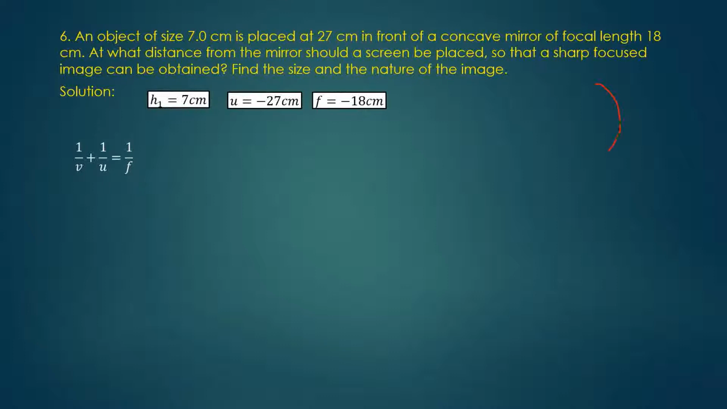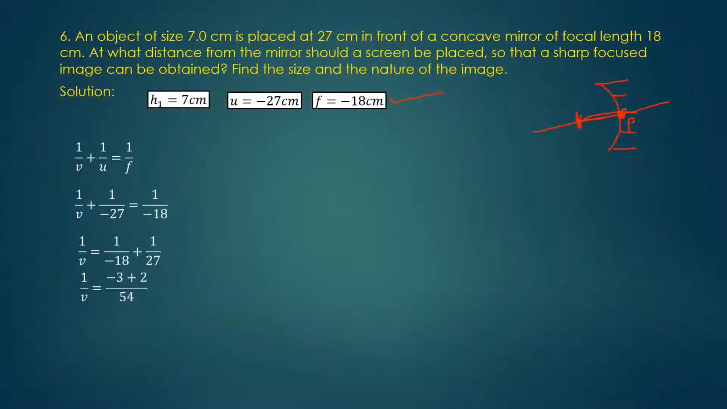Concave mirror is like this. So its focus will be here. So using sign convention, all the distance is measured from the pole of the mirror. So this distance will be taken negative. That's why f is negative. Now using mirror formula 1 by v plus 1 by u equal to 1 by f, when we put the value of u and f, the v will come out to be negative, minus 54.